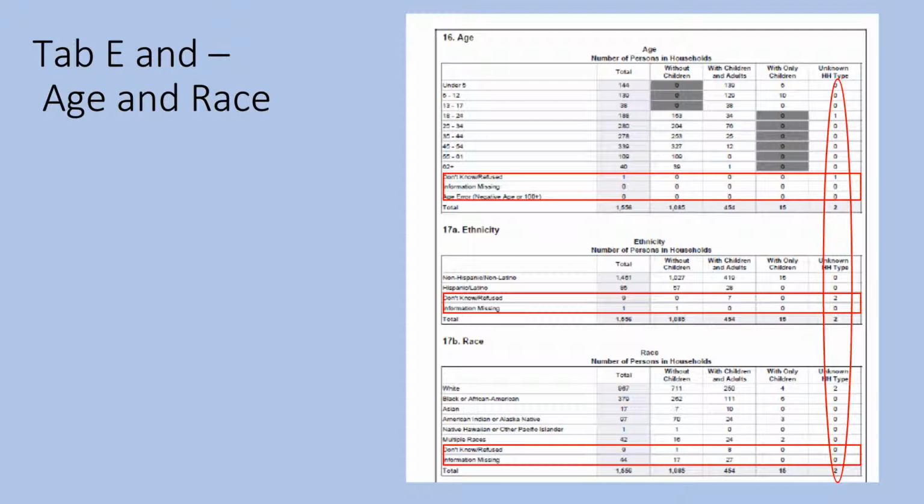Tab E shows age, ethnicity and race. For age, ethnicity and race, you can see what clients didn't know or refused the question and what clients are missing values. Tab E also shows age errors.